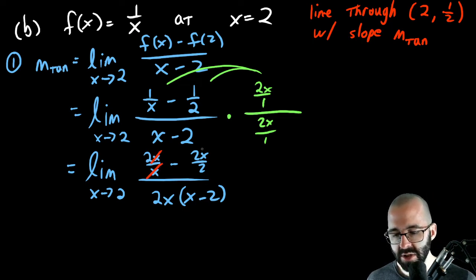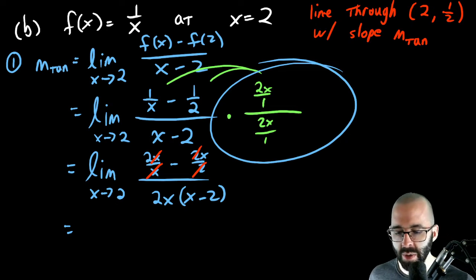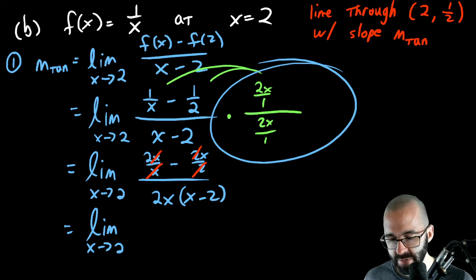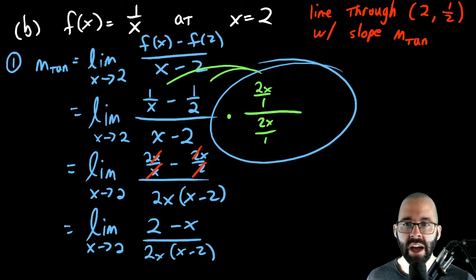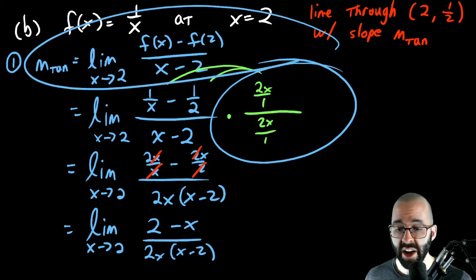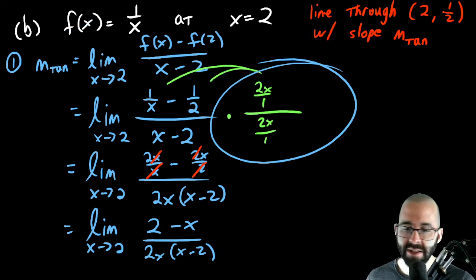So, cancellation. We get something really nice. That's why we chose 2x. That's why we chose the LCD. We'll always get those little fractions to cancel. There's a limit as x approaches 2 of just 2 minus x over 2x times x minus 2. Again, we finished the calculus of this problem. Calculus was over right here. Everything after this, all the hard stuff, that's algebra. So the calculus isn't hard compared to the algebra, in my opinion, and in a lot of my previous students' opinions too.